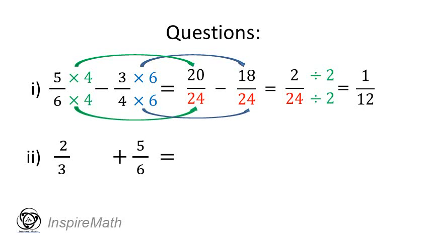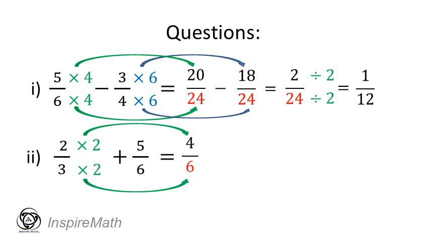Question number 2. 2 over 3 plus 5 over 6. You could multiply the denominators by each other to get equivalent fractions. But in this case, if you take a look at both denominators, we can multiply the denominator 3 by 2 to have the same denominator of 6. So we multiply the numerator 2 by 2 to get 4 over 6. So we get 4 over 6 plus 5 over 6.